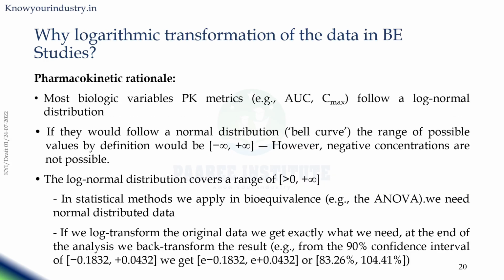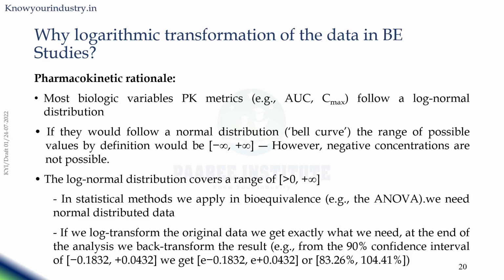Now, why is logarithmic transformation required, and what are the pharmacokinetic reasons for the same? Most biological variables, PK metrics, that is AUC and Cmax, follow a log normal distribution. If they followed a normal distribution, that is the bell curve, the range of possible values by definition would be minus delta to plus delta. However, negative concentrations are not possible. The log normal distribution covers the range of more than 0 to plus delta.